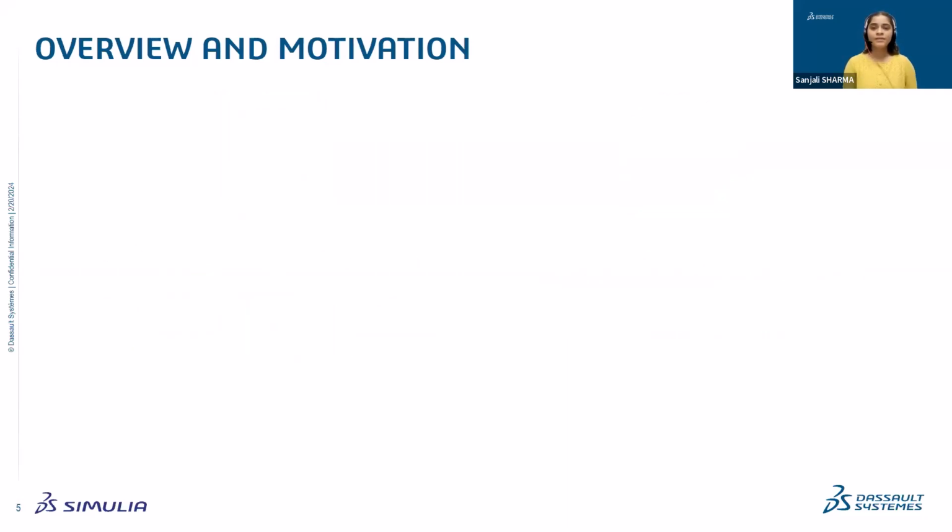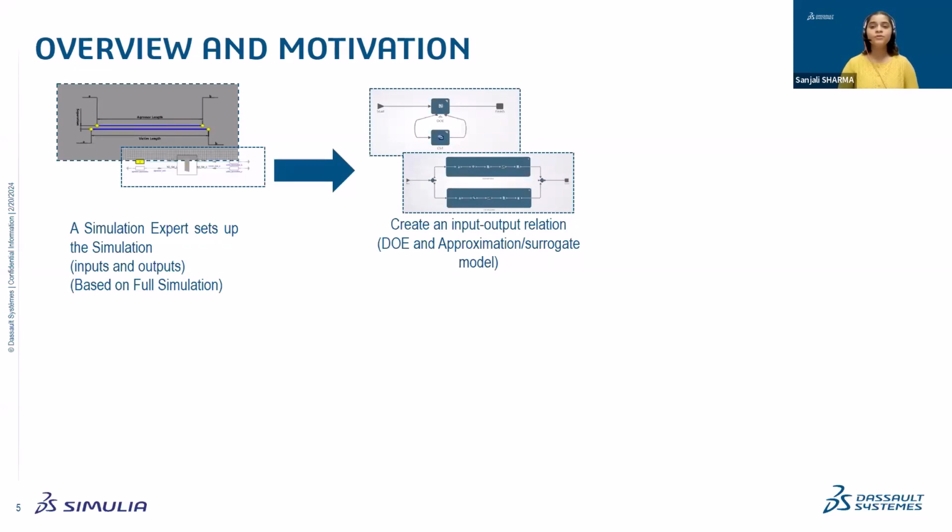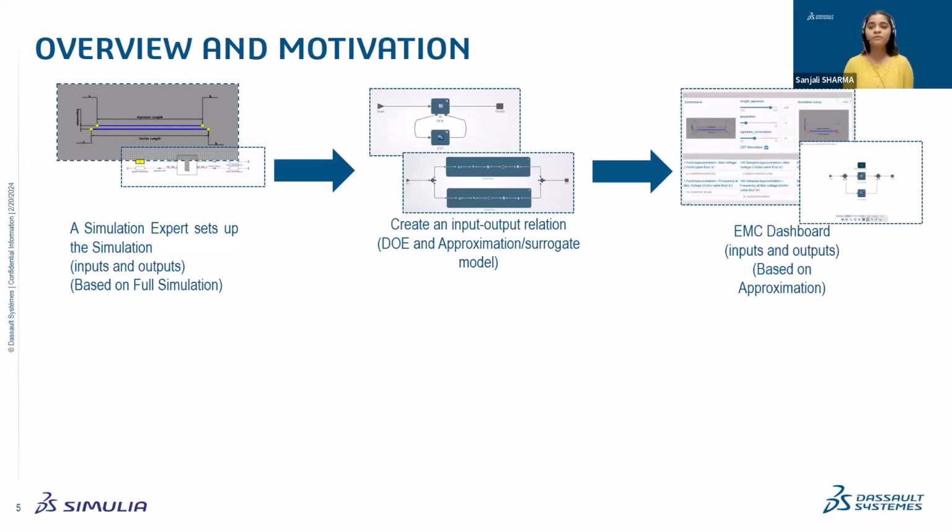So now let's have an overview of the process. In the first step, a simulation expert sets up the simulation in CST. It is based upon the full simulation, which involves the meshing and the use of solvers. Then, in the next step, we will use the full simulation of CST to create a relation between the input and the output. On the basis of that, we will create a surrogate model. This approximation or surrogate model will become the core of our EMC dashboard.